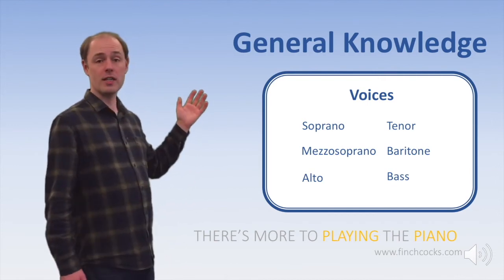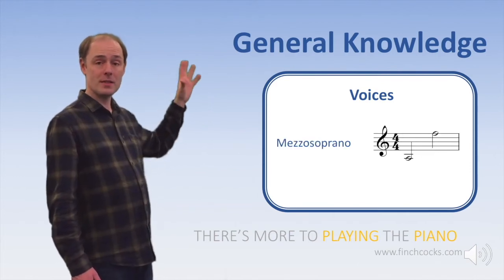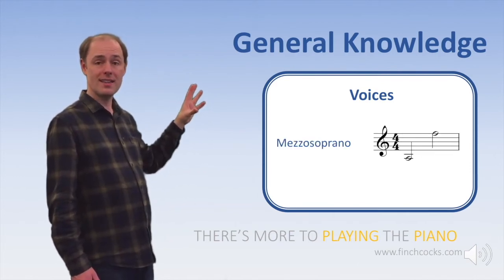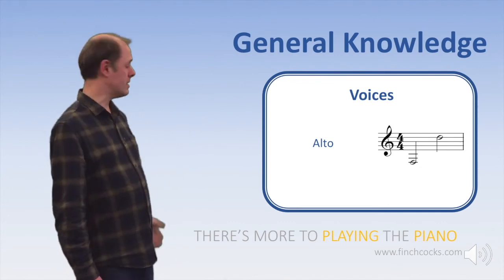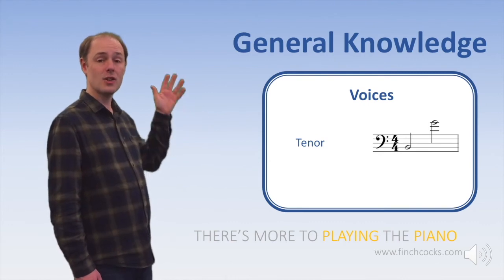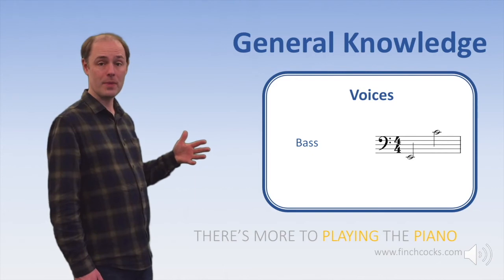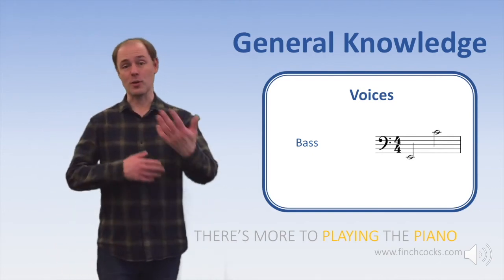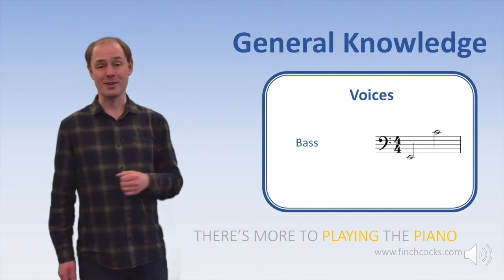But the approximate range of a soprano is this. The mezzo-soprano slightly lower, the alto slightly lower. And then for the male voices, the approximate range of a tenor is this, the baritone slightly lower, and the bass slightly lower. Sadly, I can't demonstrate all those voice types for you because I'm a bass. I can't demonstrate soprano to you today.